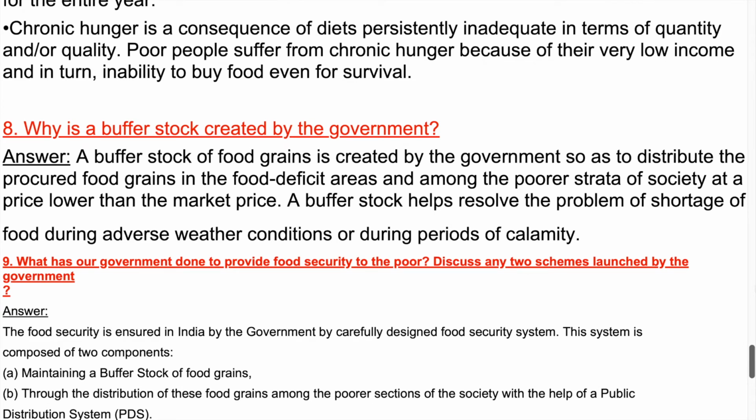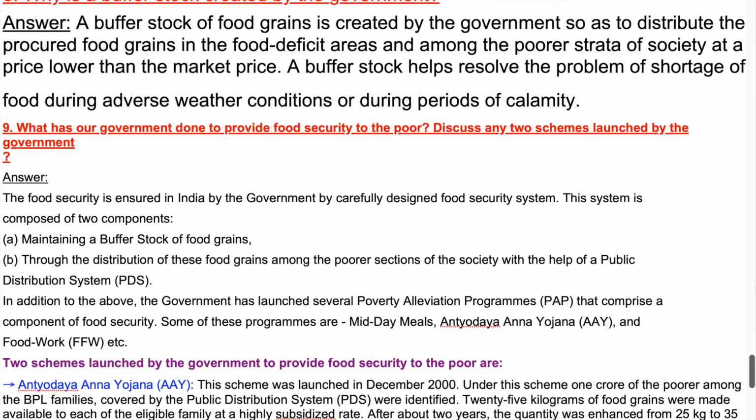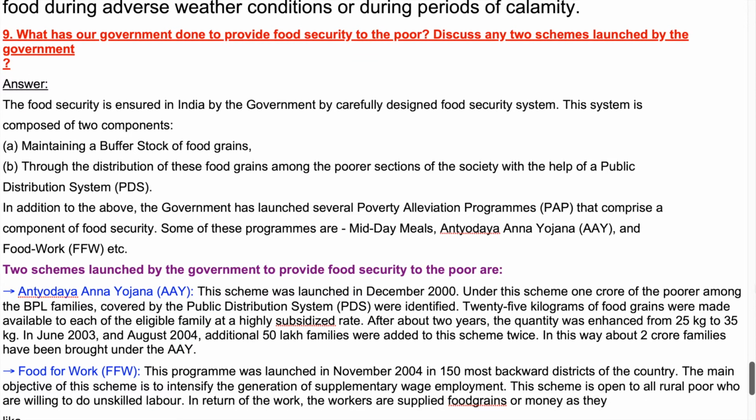9. What has our government done to provide food security to the poor? Discuss any two schemes launched by the government. Answer. The food security is ensured in India by the government by a carefully designed food security system. This system is composed of two components. A. Maintaining a buffer stock of food grains. B. Through the distribution of these food grains among the poorer sections of the society, with the help of a public distribution system, PDS. In addition to the above, the government has launched several poverty alleviation programs, PAP, that comprise a component of food security.